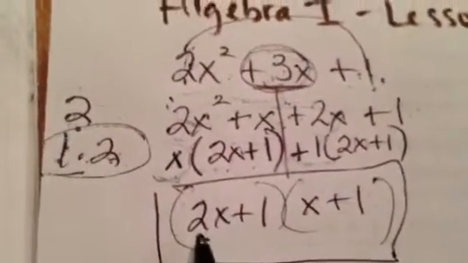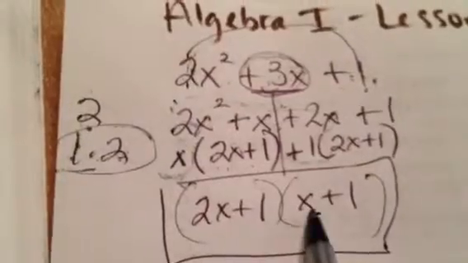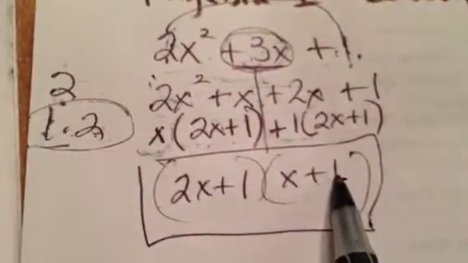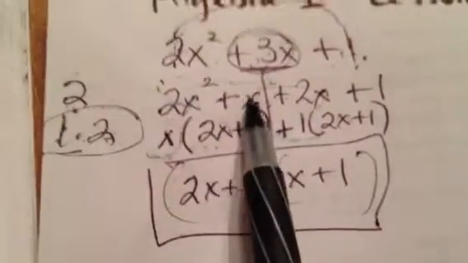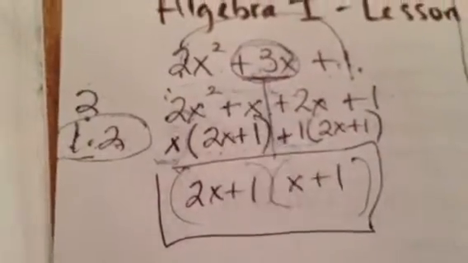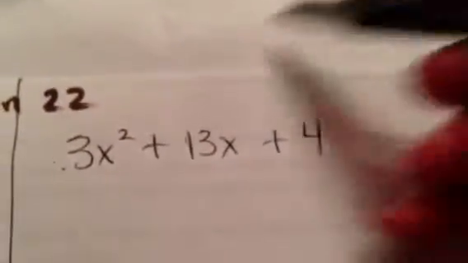If you would FOIL this out, you would get this original problem. Notice 2x times x would give me 2x squared. 2x times 1 is going to give you your 2x. There it is right there. 1 times x is x. There it is right there. 1 times 1 is 1. So if you would add those, you get this. Okay, let's try another one. I know, first one's confusing, but just stay with me.